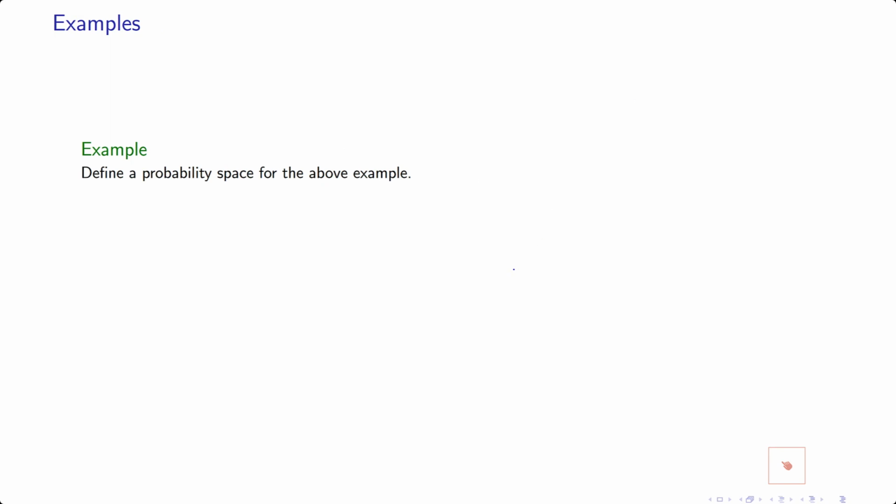As an exercise, you can define the probability space for this example. For Poisson, the possible outcomes could be equal to 0, 1, 2, etc. So it's the set of non-negative integer numbers. And then your sigma algebra is 2 to the power of the set of outcomes, the whole power set. And the probability of getting k is obtained, so you have a probability space.